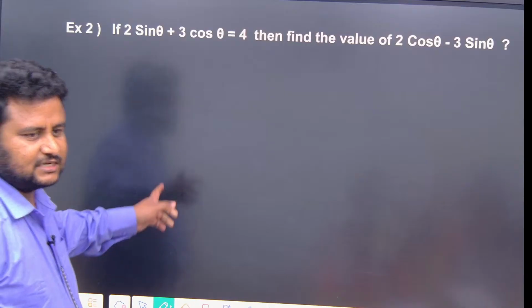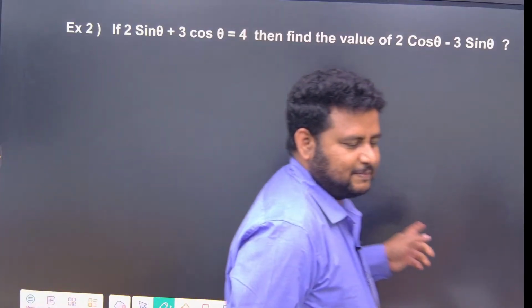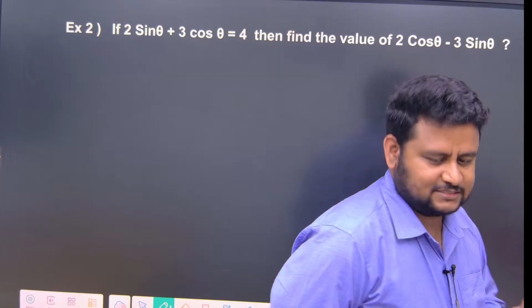For this, the answer is not possible. K plus or minus square root of a square plus b square minus c square. That's it.